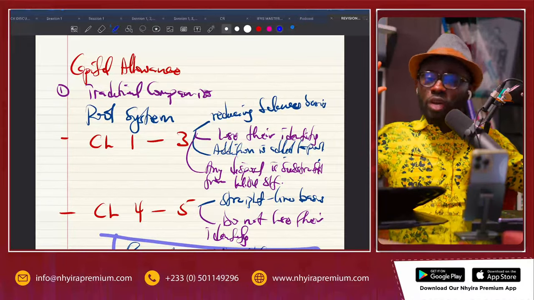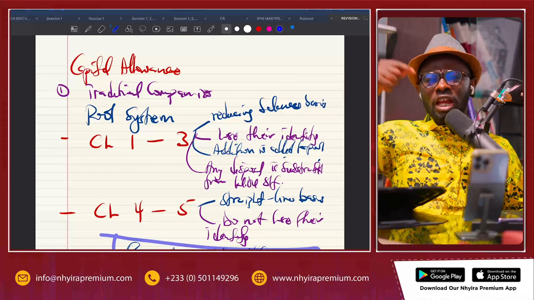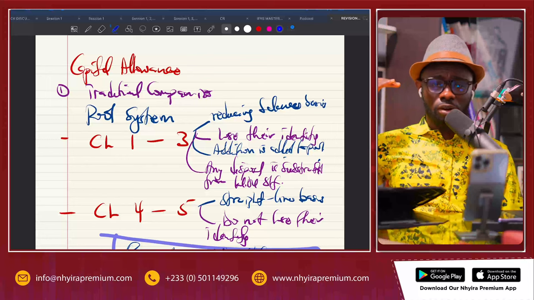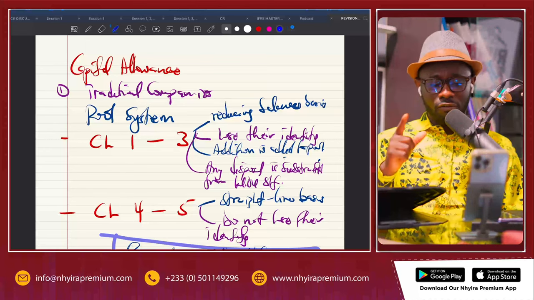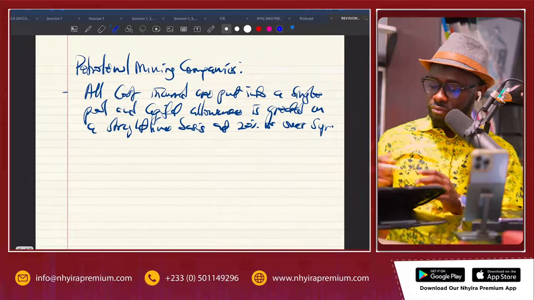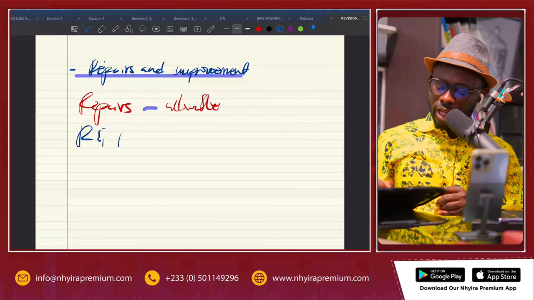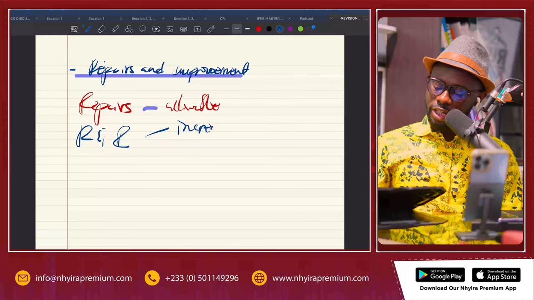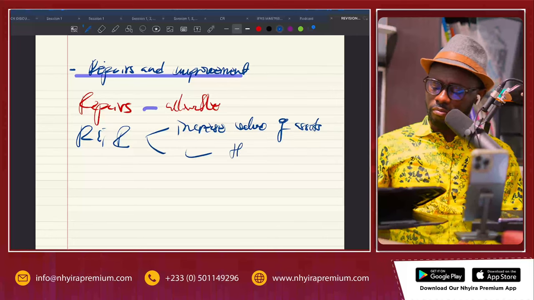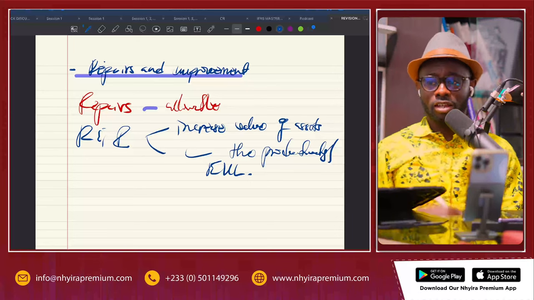If something is allowable, we don't do anything again. It means the company has done the right thing. But if the thing is non-allowable, then we have to come and add it back to their profit. We have to come and add it back. And that is the way we need to understand the flow when it comes to dealing with that generally at the end of the day. Okay. So if it is just repairs, it's allowable. So no problem. But if it is repairs and improvements, what happens is that repairs and improvement does either of the two things. Number one, either is going to increase the value of the asset. Or it's going to increase the productivity of the asset. Or if you want the economic useful life, it's going to extend the economic useful life of the asset.